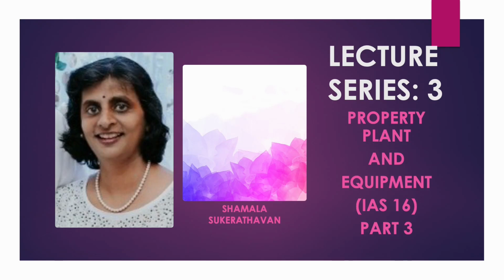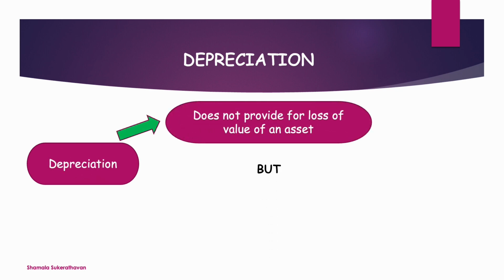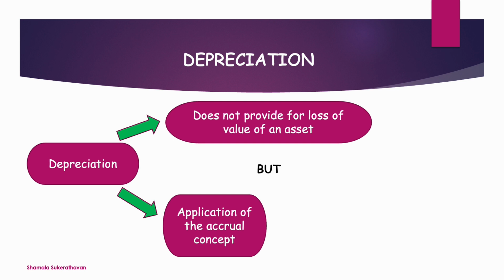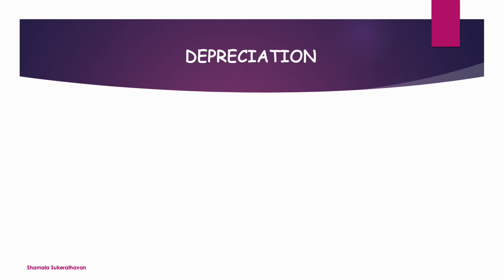Hello there! In the final part of Lecture Series 3 on IAS 16, I'll look at depreciation and derecognition of PPE. Depreciation does not provide for the loss of value of an asset but is actually the application of the accruals concept, allocating the depreciable amount of the asset to periods expected to benefit from the use of the asset. This explains why items of PPE that are increasing in value, meaning on revaluation, resulting in a surplus, still need to be depreciated. There are several methods of allocating depreciation.